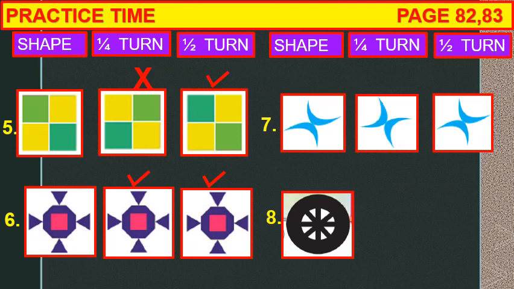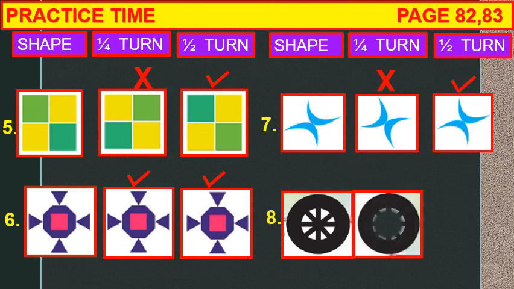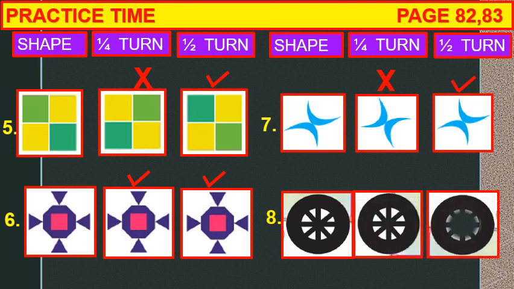Now let us consider the eighth shape and give a 1/4 and half turn to it. Here both the shapes formed after giving a 1/4 turn and half turn will match the original shape.